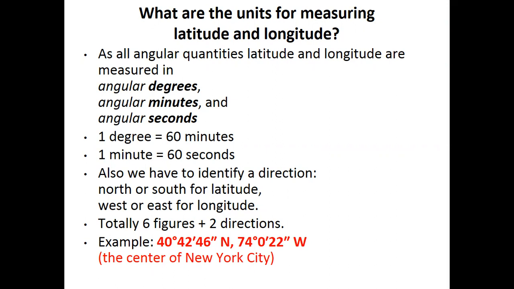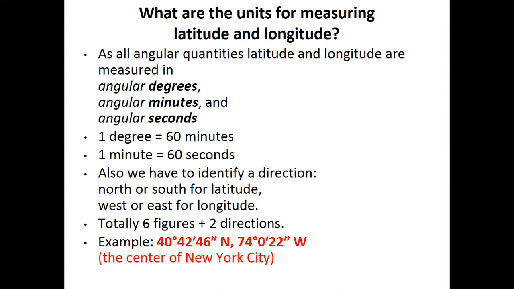You could just remember that. And also we have identified the direction. It should be, as I mentioned, north and south for latitude and west or east for longitude. So totally, to define the coordinates of your location, of your points on the Earth's surface, we have to remember 6 digits and plus 2 directions.